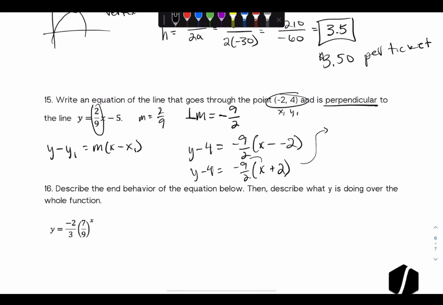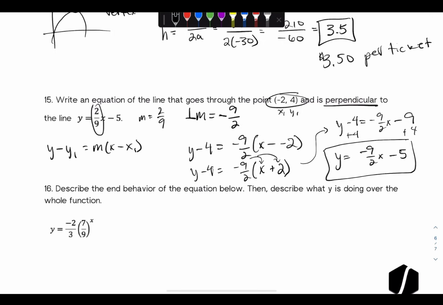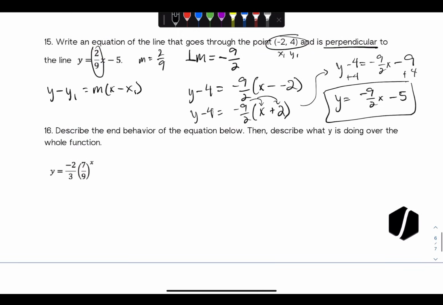I'm going to distribute that negative 9 over 2. So I have y minus 4 equals negative 9 over 2x, and then minus, the 2's end up multiplying out, so I just get minus 9. Then I'm going to add 4 to both sides. I have y equals negative 9 over 2x minus 5, and that's my equation that is perpendicular to that original line because it has the opposite reciprocal slope and it goes through that point negative 2, 4.